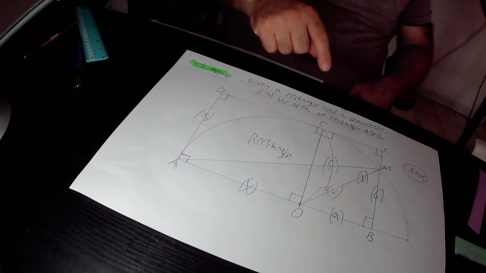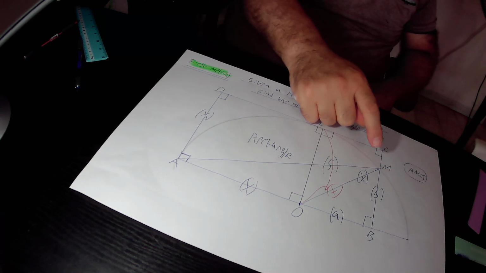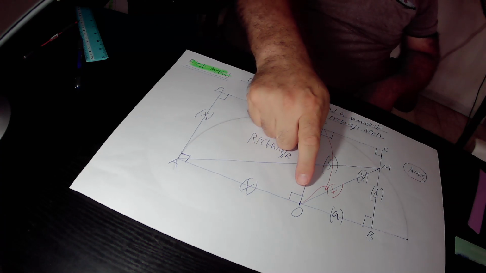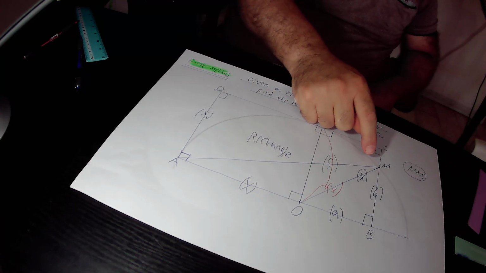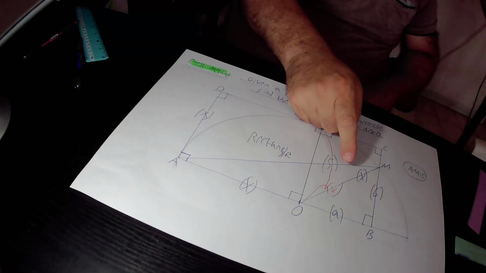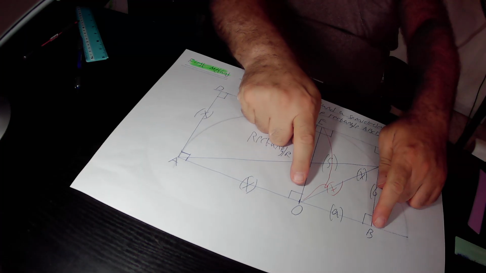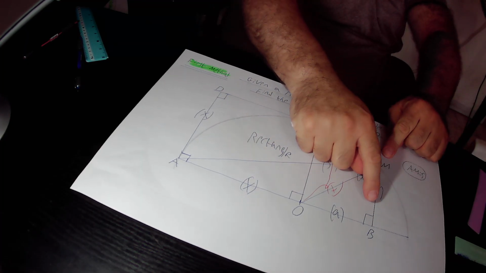In the next step, we join points O and M together by a line. Point O is the center of the semicircle, and point M is a point on the semicircle itself, therefore OM is the radius of this semicircle, equal to x units in length. We define this line segment OB as a, and we define this line segment BM as b.